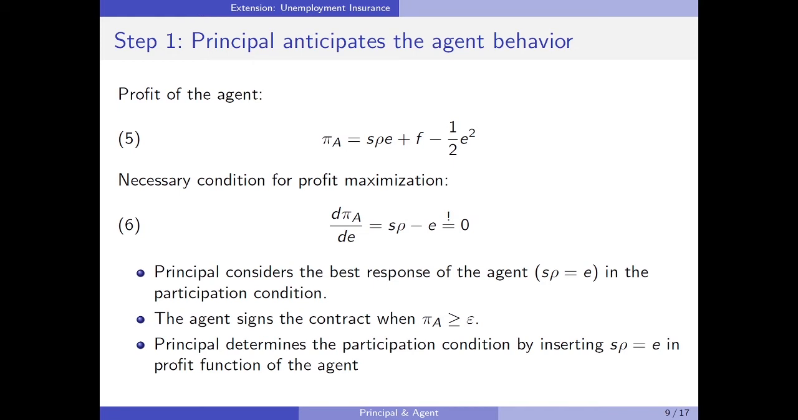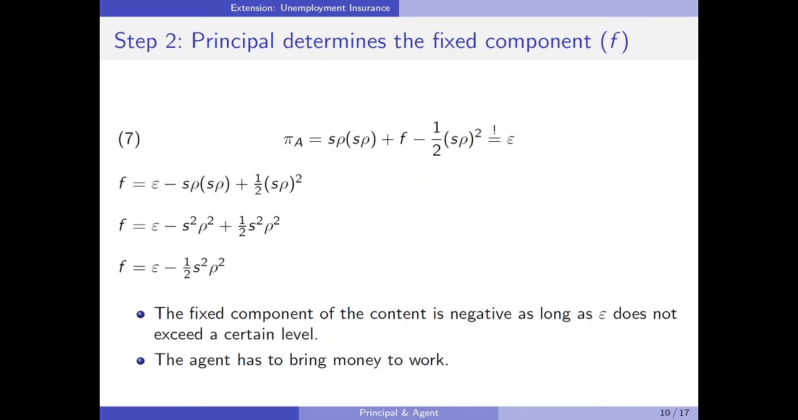So, because we have found that E is equal to S times rho, and now we know the condition of profits being equal to or greater than epsilon, we could go on and consider this function. In this profit function, we are inserting E equals S times rho, and we are considering this equation by equalizing it to epsilon instead of 0 now. As it could be seen when we insert these values, the fixed salary now depends also on epsilon's value. So the fixed salary is given by epsilon minus 1 over 2 times S squared times rho squared.